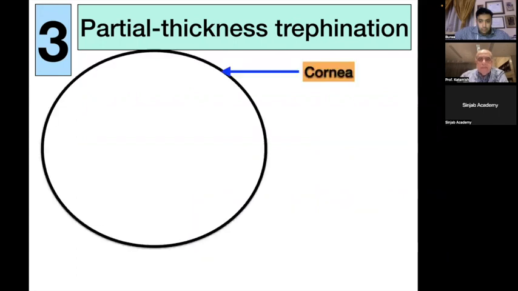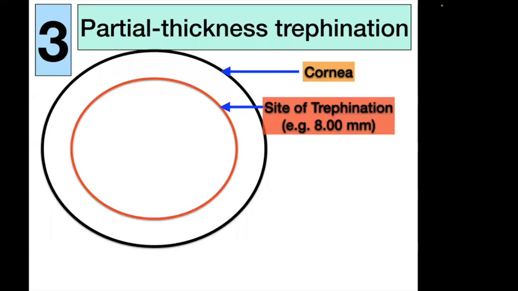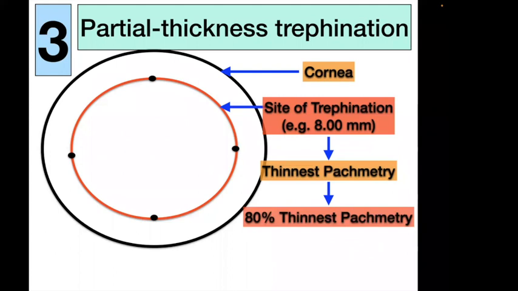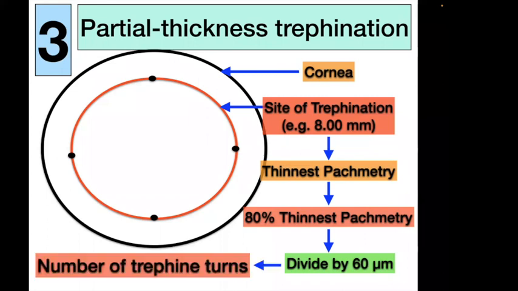If we imagine this is the cornea, and this is the site of trephination, for example 8 millimeter. So we will take pachymetry at this site, and then we take the thinnest pachymetry as a safety margin, and then we make another safety margin of taking 80% of this thinnest pachymetry, and then we divide this 80% by 60 micron. This will give me the number of trephine turns I have to do in each case.